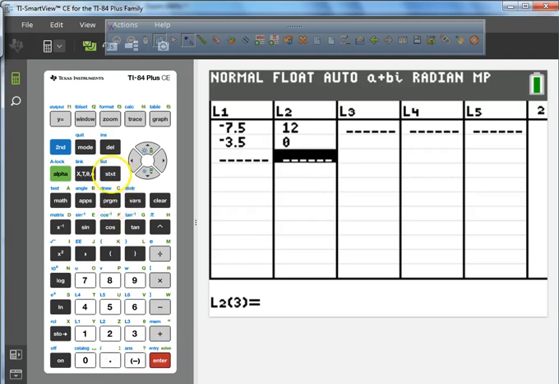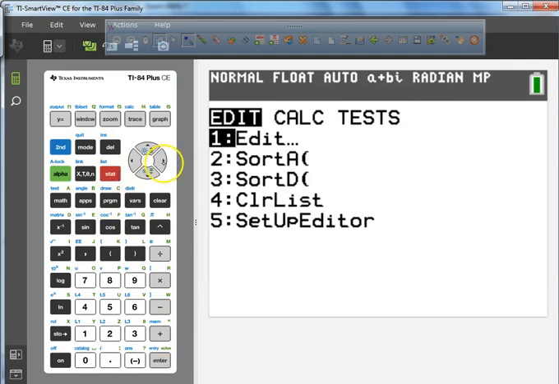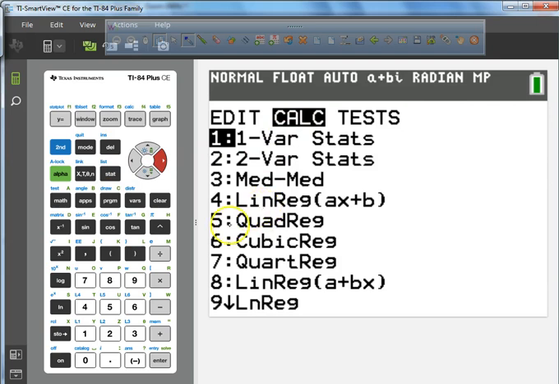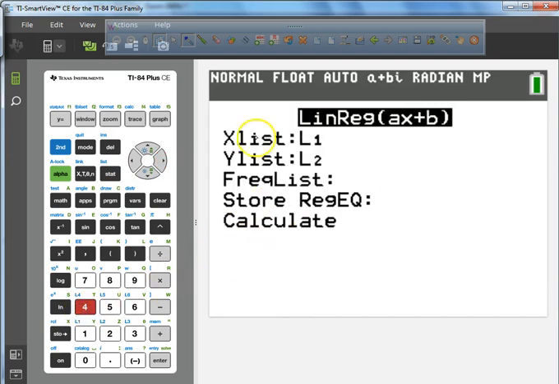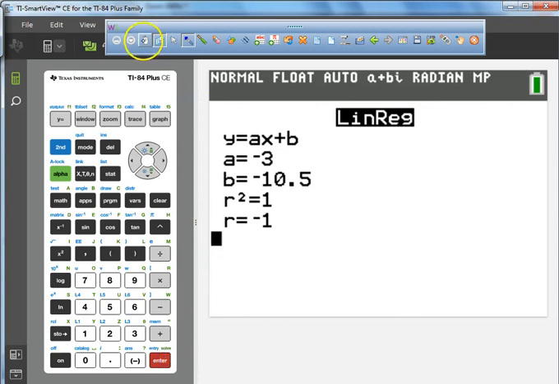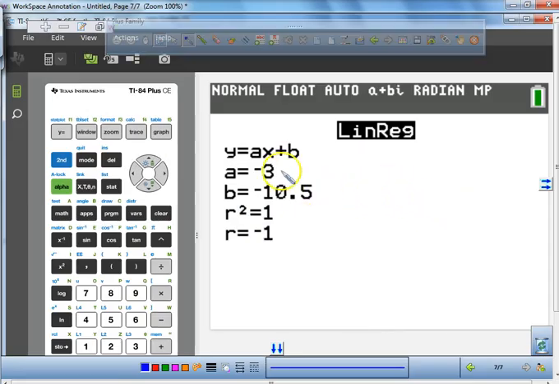Now, here's the keystrokes. You need to hit stat. Go to the right where it says calculate. Go down to number 4. And I don't know if you guys noticed it. You guys see where it says ax plus b? That's the same as mx plus b. So we go all the way down and hit calculate. And the cool thing is it actually calculates the slope and the y-intercept. So our answer is y equals negative 3x minus 10.85.